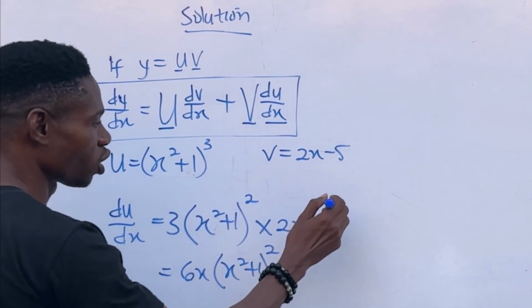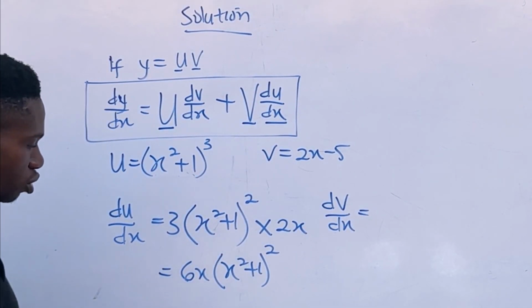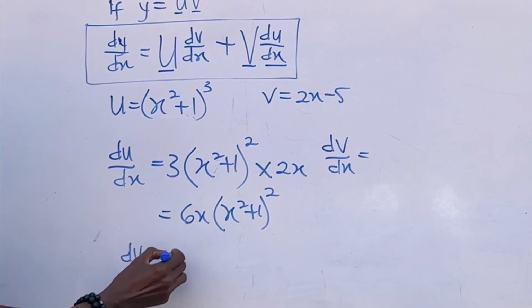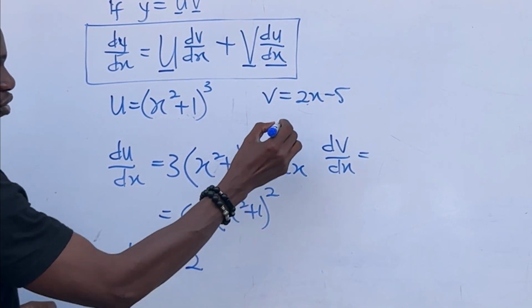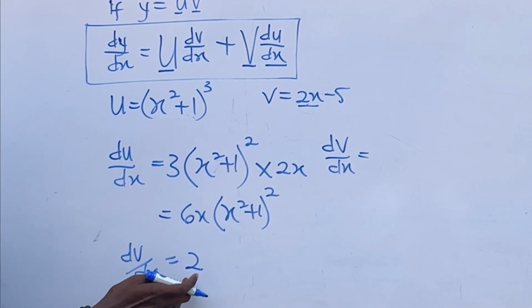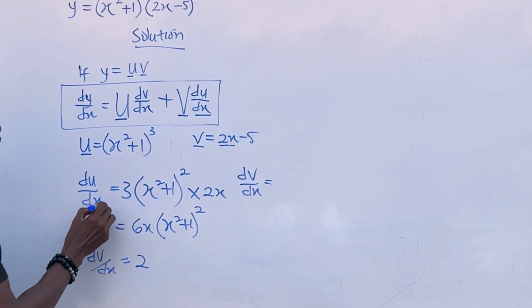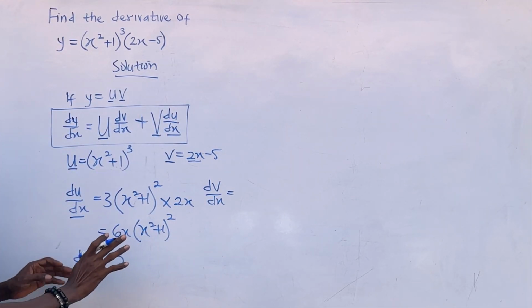So this is our v. What about our dv dx? Let me bring it down here. Differentiating v with respect to x is straightforward. When you differentiate 2x, you get 2, and the minus 5 goes away. So now we have our u, our v, our du dx, and our dv dx. We have all the ingredients to finish this up.